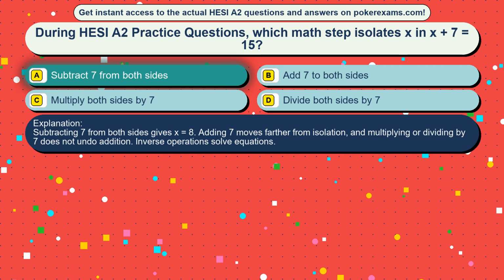Subtracting 7 from both sides gives x equals 8. Adding 7 moves farther from isolation, and multiplying or dividing by 7 does not undo addition. Inverse operations solve equations.